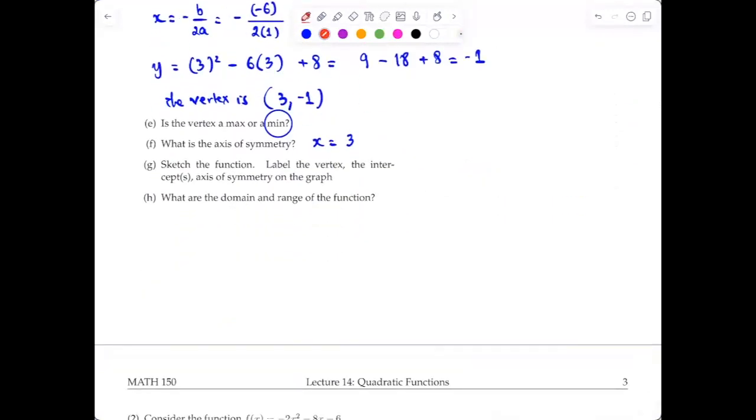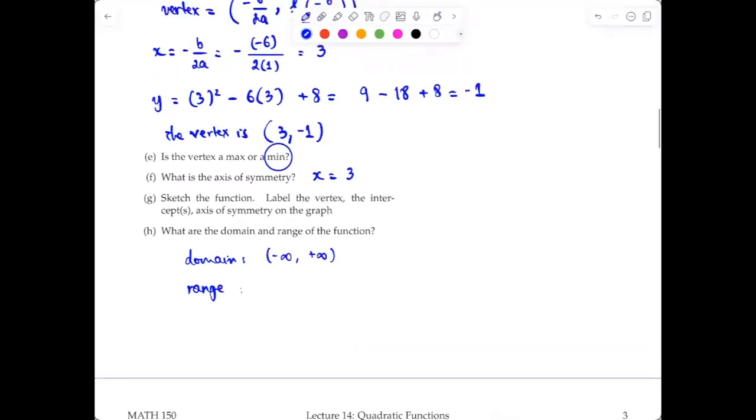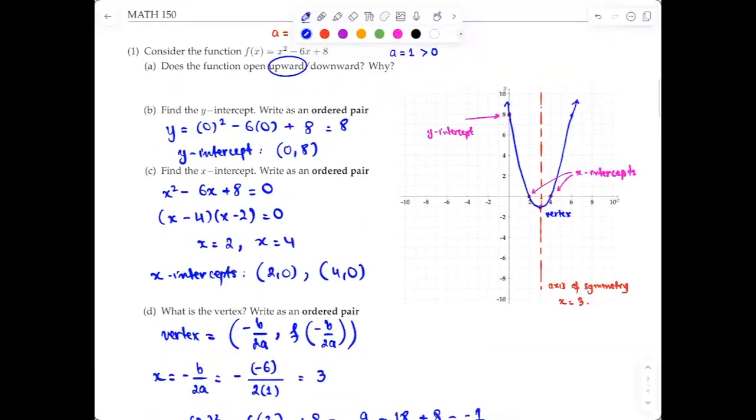What is the domain and range of the function? So the domain of the function is from negative infinity to positive infinity. And what is the range of the function? So from -1 to positive infinity.